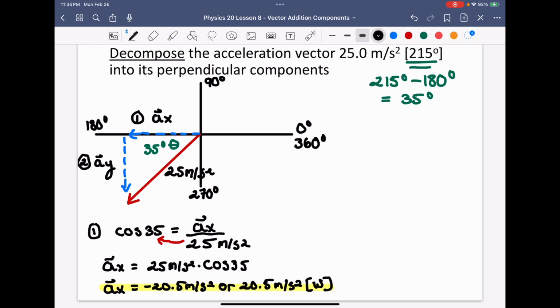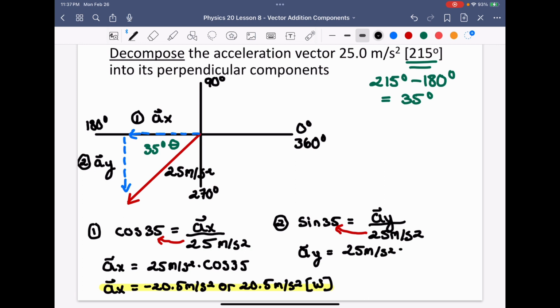Now for part number 2, we want to solve for the acceleration in the y direction. So I'm going to go number 2. Very similarly, but using a slightly different ratio, instead of cos, it's going to be sine. So sine 35 is equal to AY, or acceleration in the y direction, divided by 25 meters per second squared. I'm going to multiply up the 25 meters per second squared, just like we did in the AX. This is going to give us AY is equal to 25 meters per second squared multiplied by the sine 35.